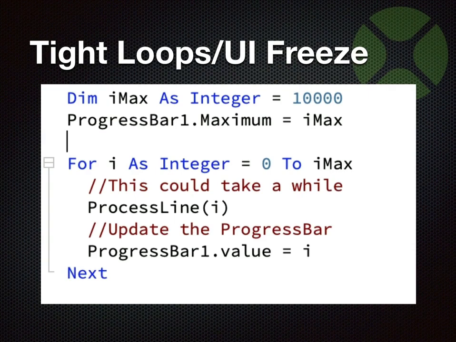So probably the best solution is to throw it inside of a thread and have the thread do the updating, or issue an event to update every now and then. You don't need to update every time through the loop, 10,000 times. I really don't care. Every 10 times through the loop would be more than good enough, right? So think about that when you're designing these loops, because you don't really need to. The user, you've already told the user something's going to take a long time with a progress bar. As long as it updates every now and then, they're going to be happy.